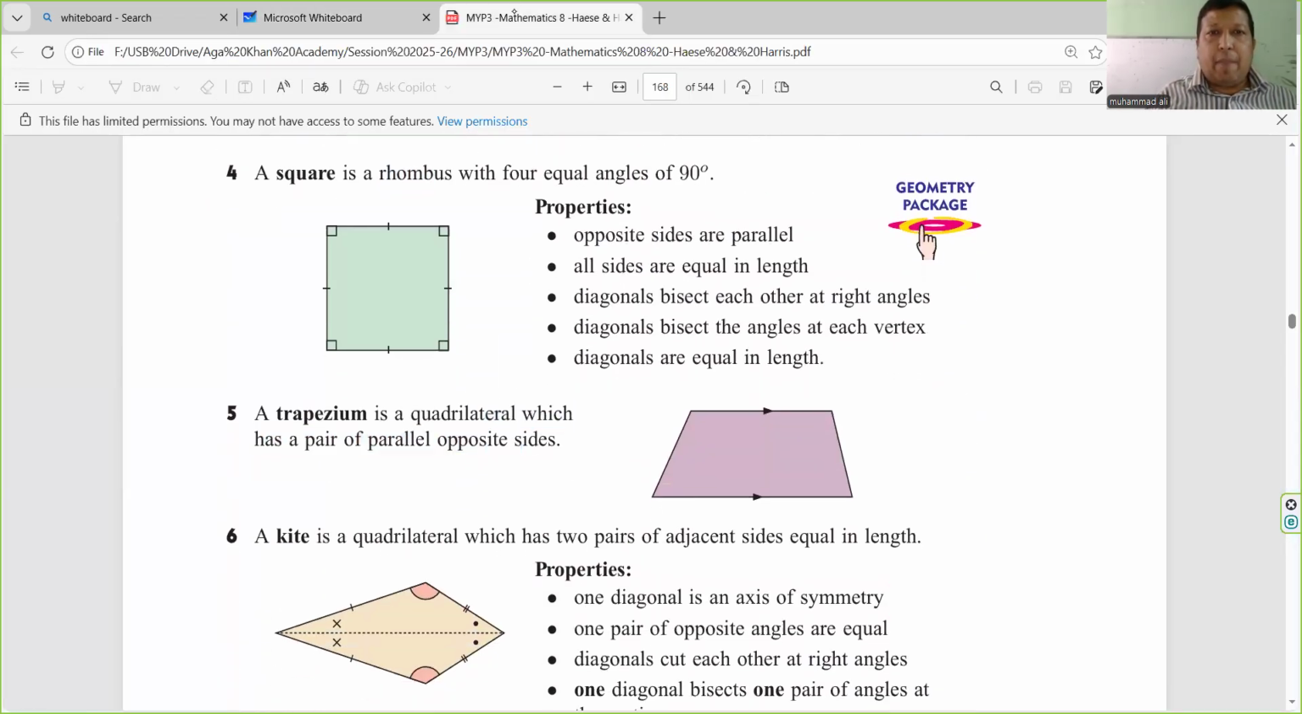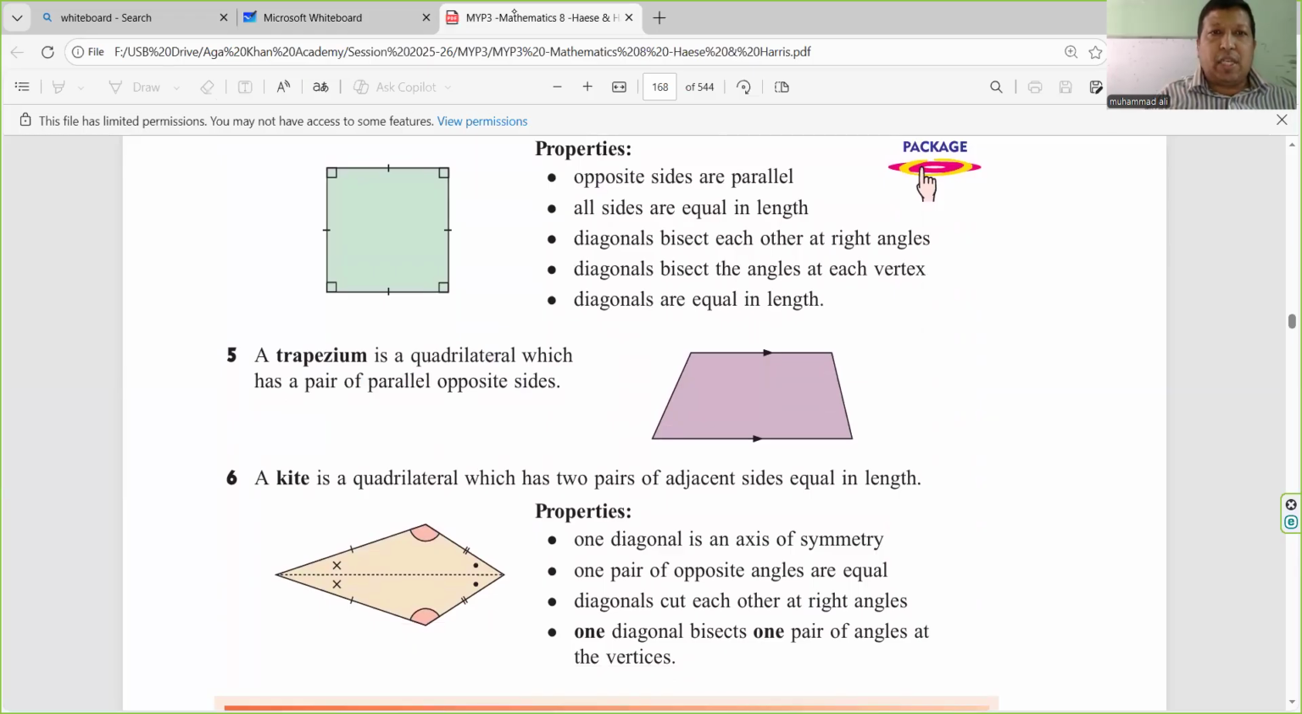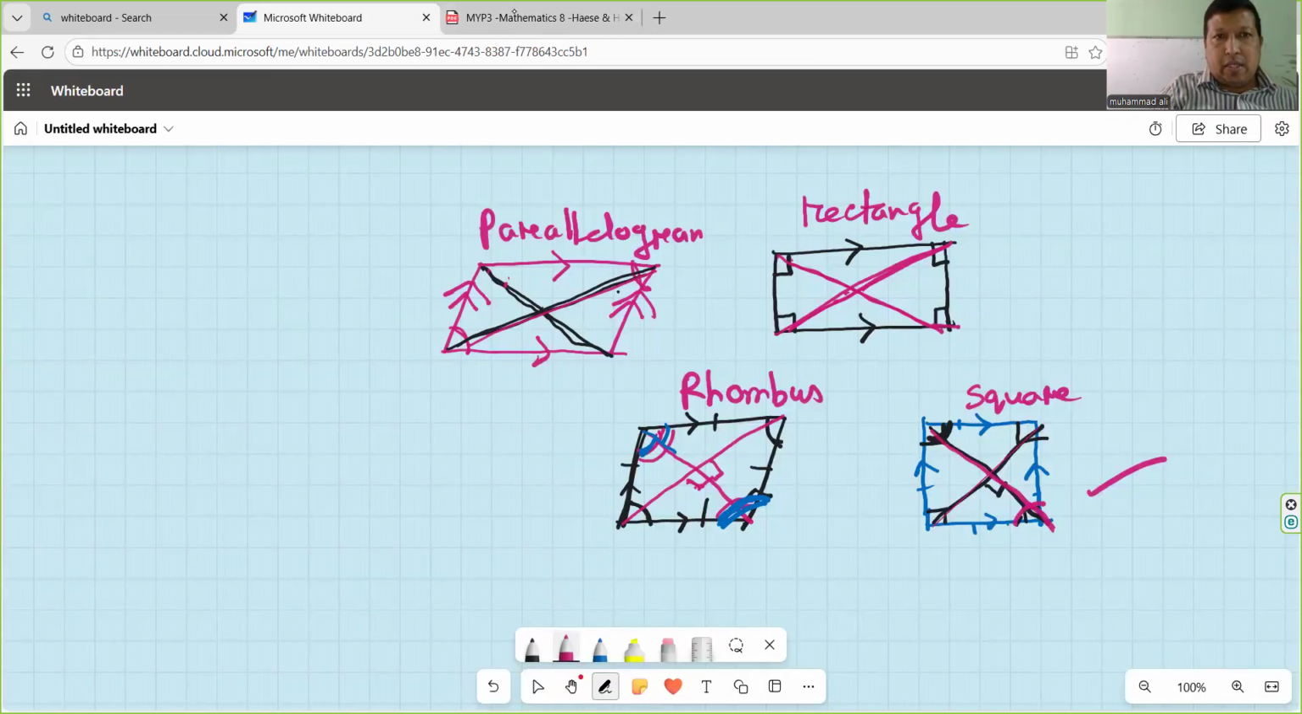Now, trapezium. A trapezium is a quadrilateral which has a pair of parallel opposite sides. So this is a trapezium. This and that are parallel. A pair of opposite parallel sides. This is a trapezium.